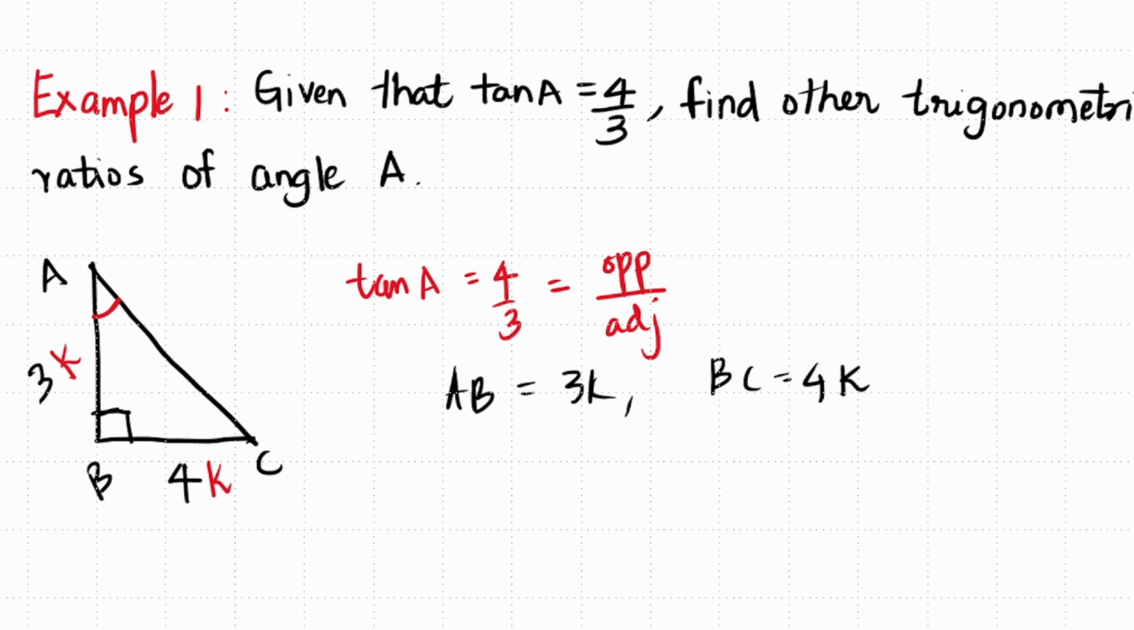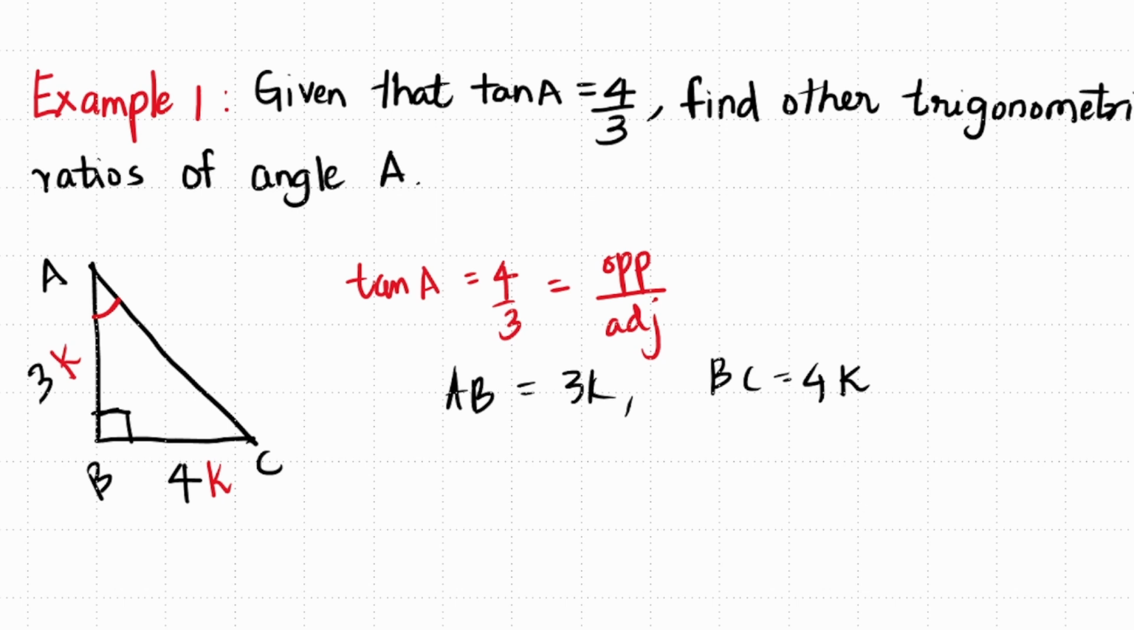K is a positive constant, nothing much. Why do we write this constant? For solving ratios, we always use a constant along with it. If the question gives AB equals 3 units, we only write 3, and there's no need to write K because AB is given as 3. But here we are using K because it is a ratio. So AB is 3K and BC is 4K.